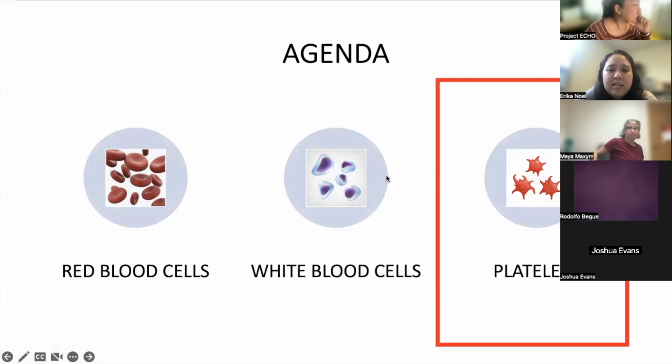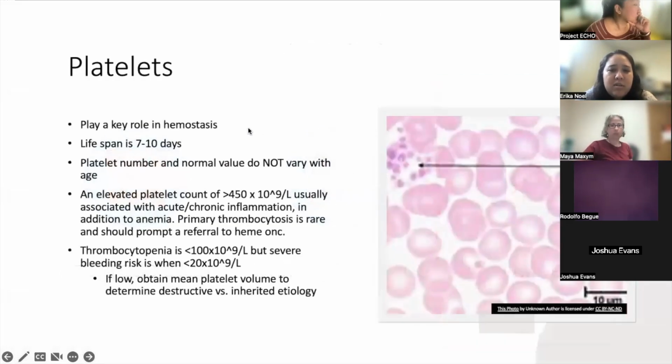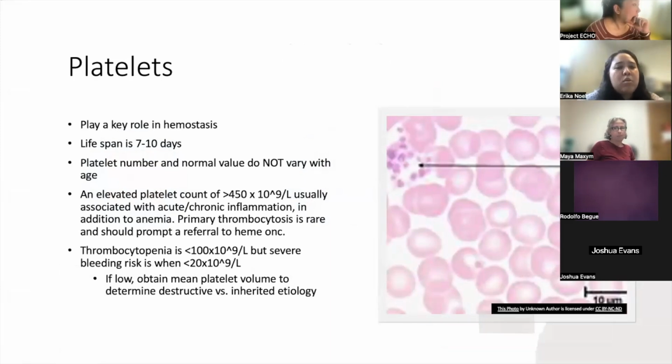So our last section is platelets, which are these cute things on the slides here. They play a key role in hemostasis. The lifespan of each platelet is 7 to 10 days. What is the most interesting thing that I learned is that platelet numbers and normal values do not vary with age, whereas the red blood cell count and the white blood cell count do throughout.